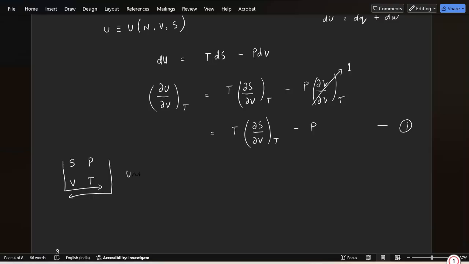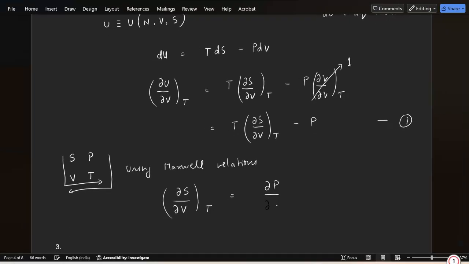So using Maxwell relations, del S by del V at constant temperature is going to be equal to del P by del T at constant volume. Both of them are going below, which means both are negative, so they'll cancel. Now let's substitute this 2 in 1.